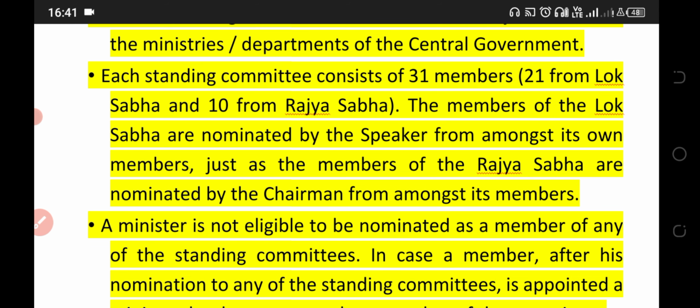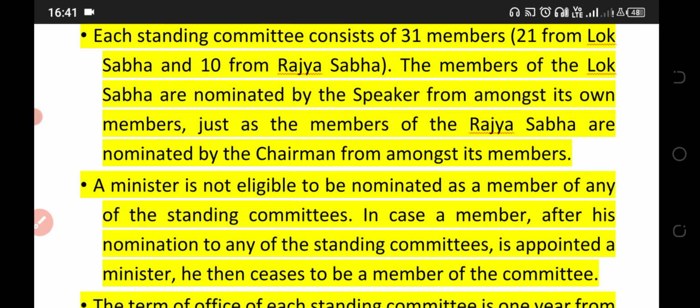Each Standing Committee consists of 31 members, 21 from Lok Sabha and 10 from Rajya Sabha. The Departmental Standing Committee members of the Lok Sabha are nominated by the Speaker from among its own members, just as members of the Rajya Sabha are nominated by the chairman from among its members.